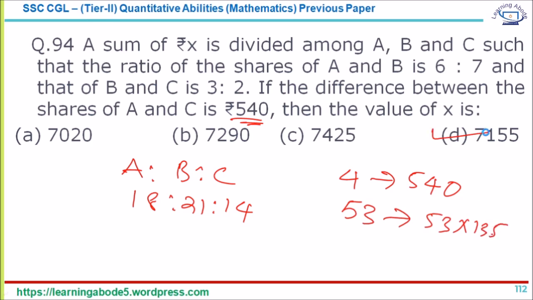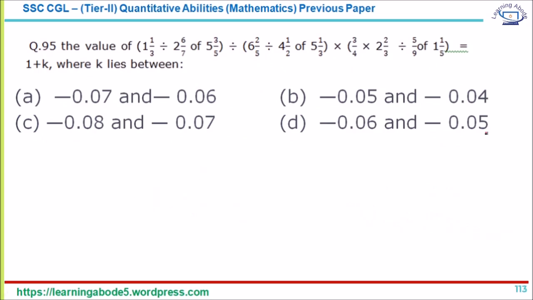Answer for question number 94. Now 95. Okay, now 95. Now this is like 4/3 divided by, now we should give half in BODMAS, you know BODMAS. Okay, so that's 20/7 of 28/5.